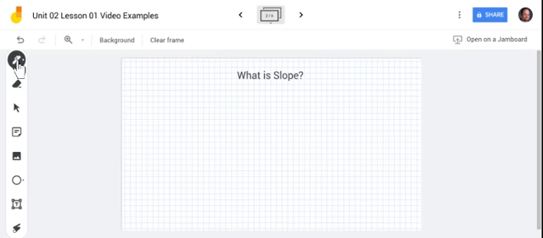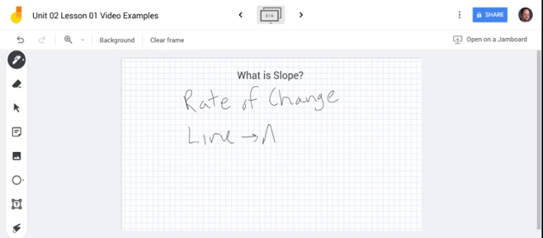Well, slope is also known as a rate of change. We're looking at measuring two specific items and comparing them to each other, making what's known as a ratio. In a line, our rate of change or our slope is always the same. No matter what points you choose, it will always be the same.